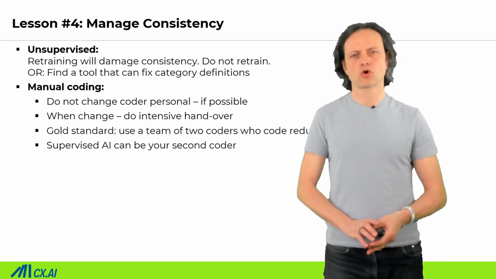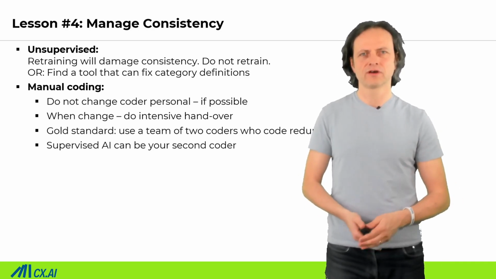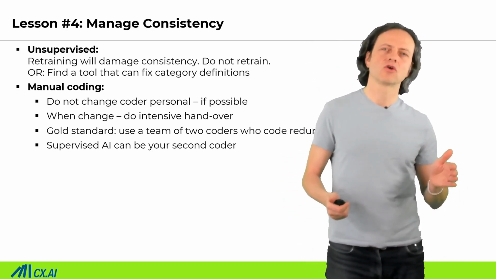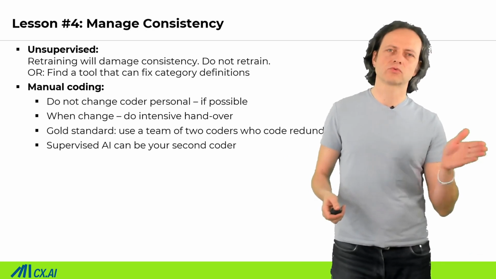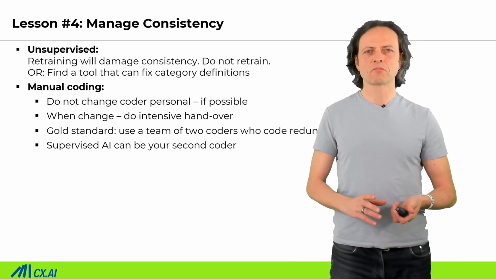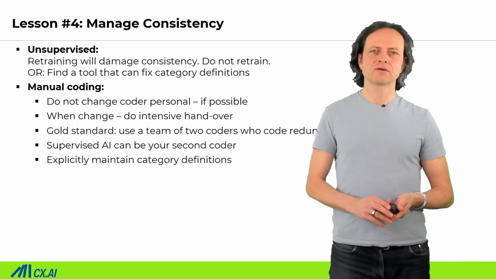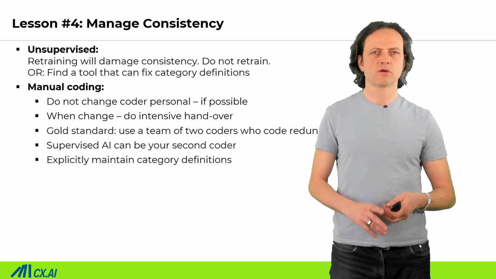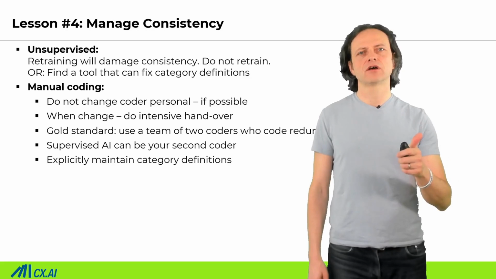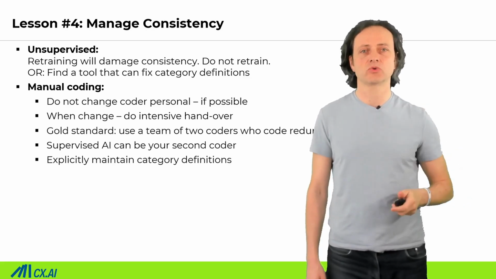One thing you can of course do is use supervised learning as the second coder. Yeah? If a person trains the AI, this AI will be the second coder, which can then basically be the wingman of the coder. Explicitly maintain category definitions. So that's very important that you really write down what is a verbatim which belongs to the category and what is a verbatim which does not belong to it.